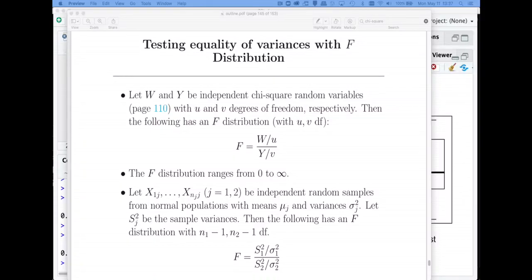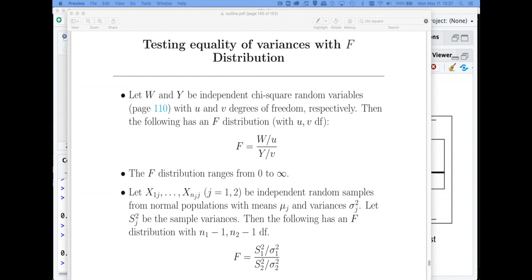This video is going to cover the F-test for evaluating the equality of two variances. Let's start with a discussion of why we'd want to do this. Sometimes we are interested in the variances themselves.